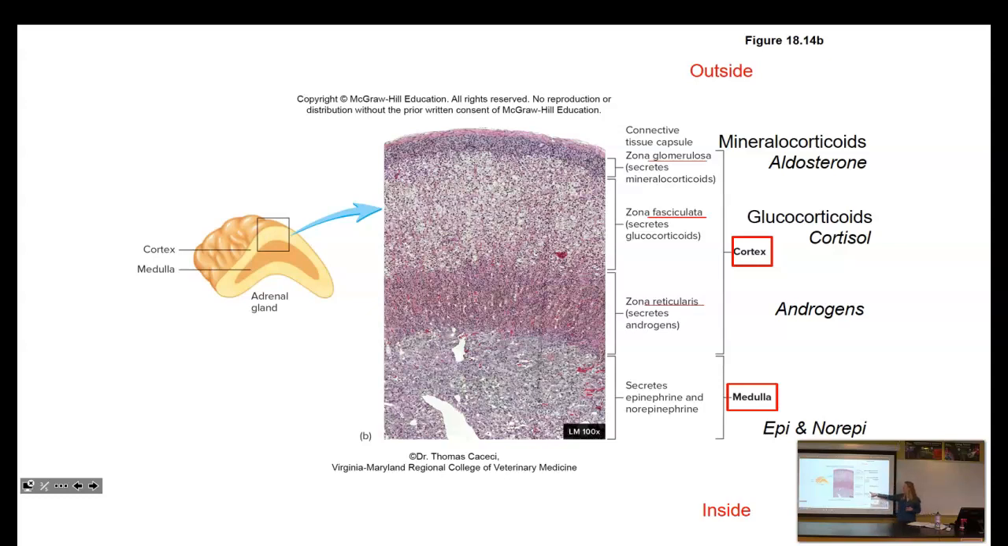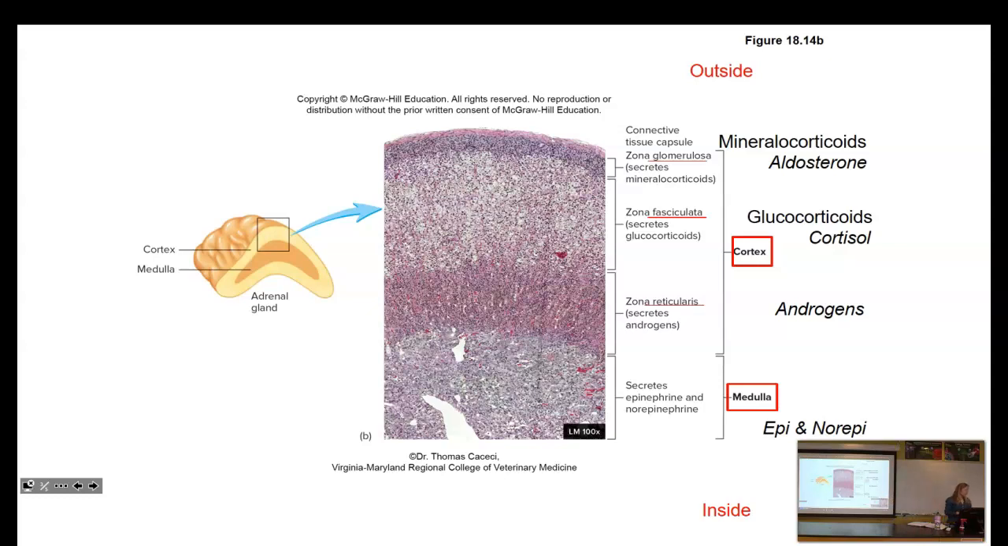So if we start on the inside, kind of the core of the adrenal gland, it's a region called the medulla. And the adrenal medulla, we talked about this a little bit with the hypothalamus. It actually has neurons coming from the hypothalamus, and the sympathetic nervous system is going to trigger the release of epi and norepi, epinephrine, norepinephrine, from the adrenal medulla. That's part of your fight or flight response. Okay, so what we're primarily talking about here is the adrenal cortex.